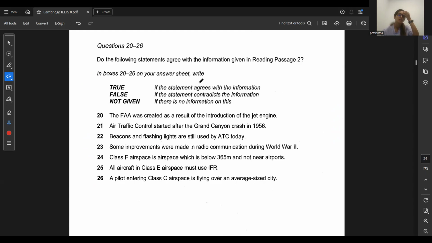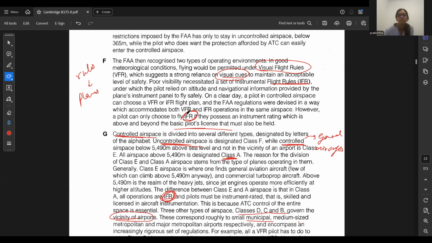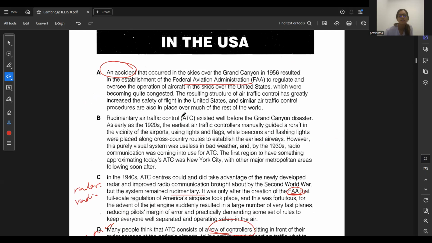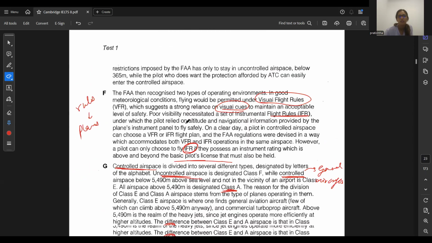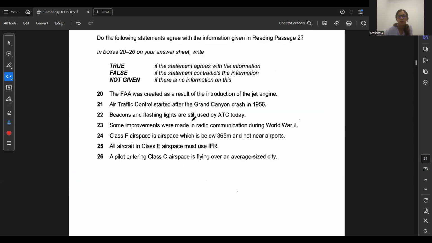Now, the information, if you remember all of what we have read: the FAA was created as a result of the introduction of jet engines. Not really. The FAA was created for other reasons. It's written right in there, it was created for radar and radio communication, right? Not jet engines. So it's false.